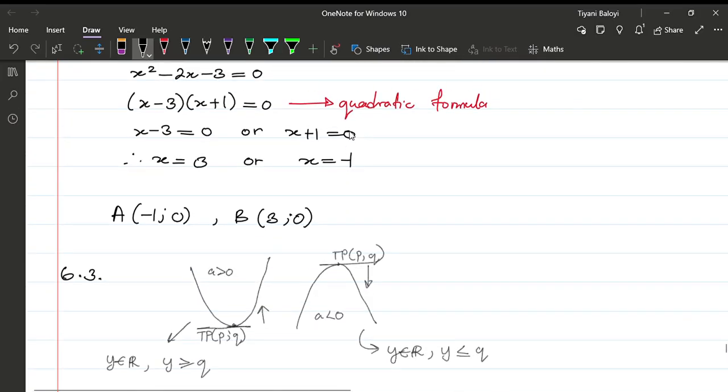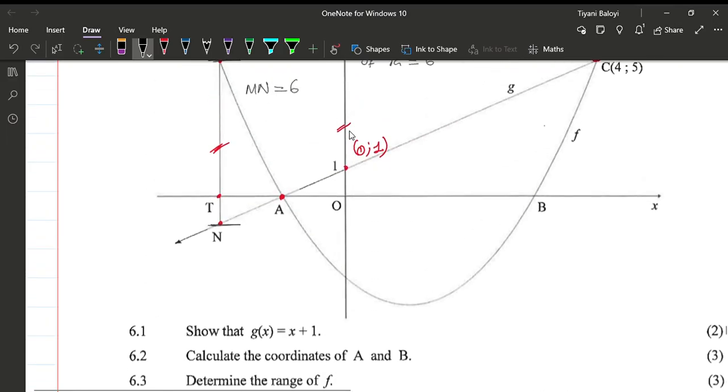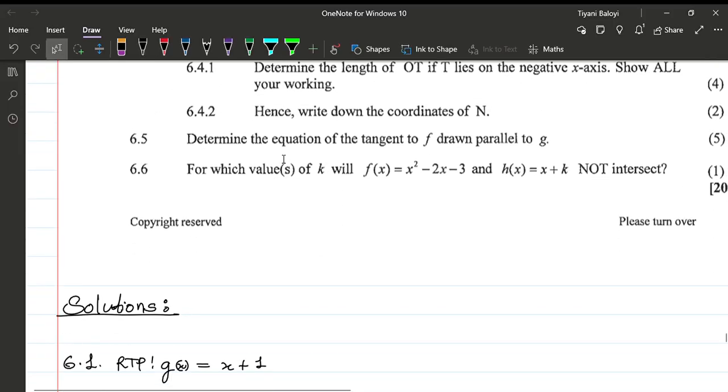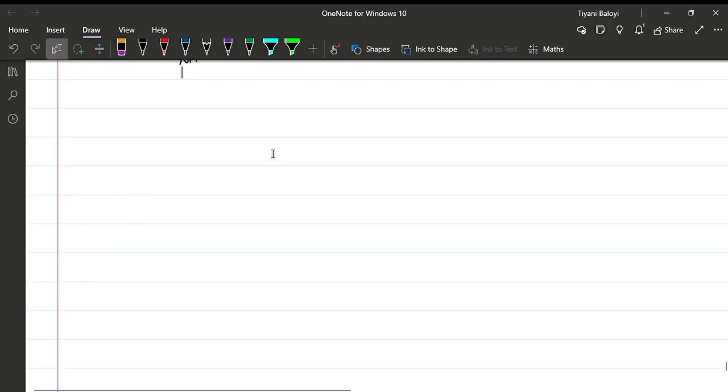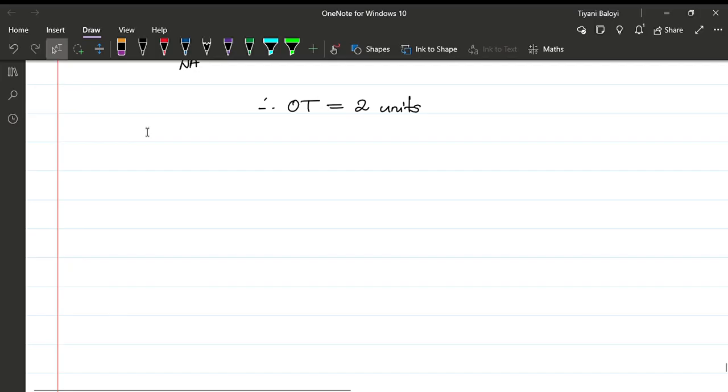So what did we want? We wanted the length of OT, which is from here to here. So okay, we know that OT will be our 2 units. Therefore, OT is equal to 2 units, because distance doesn't have a sign, right? It's just distance, not displacement, just distance.